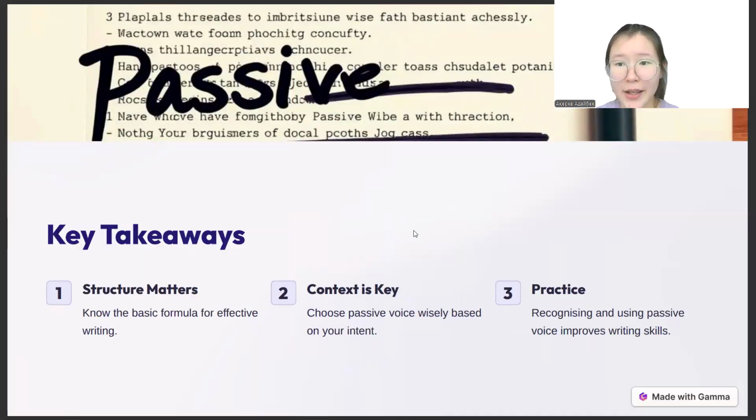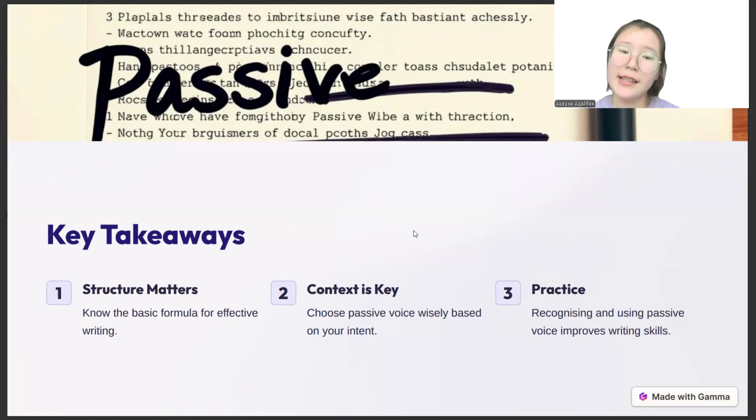So the key takeaways. Structure matters, yes, of course. Know the basic formula for effective writing. Okay, guys, let's revise all the things. The formula of passive voice is a subject plus a form of "to be" and plus what else? The third form of the verb, V3, or the verb with the -ing ending.